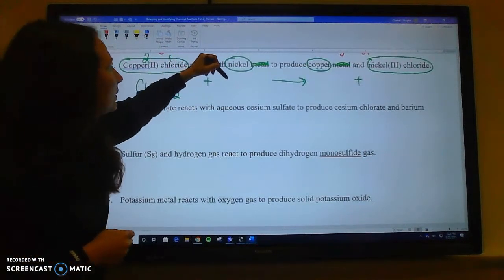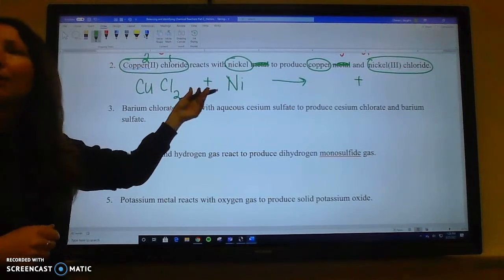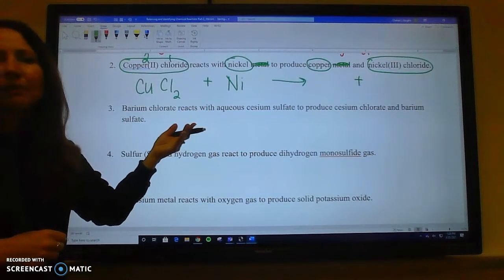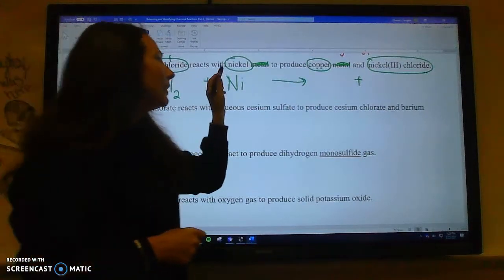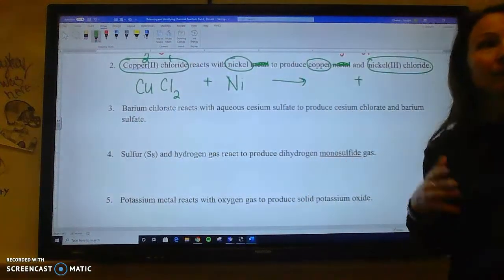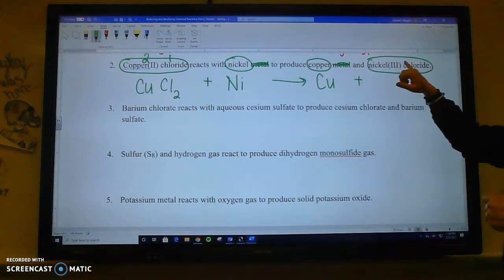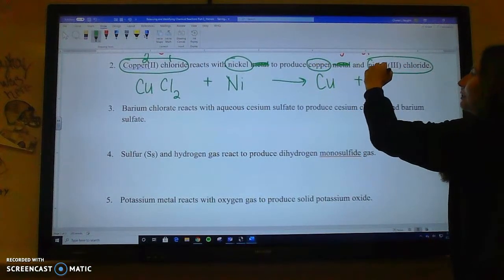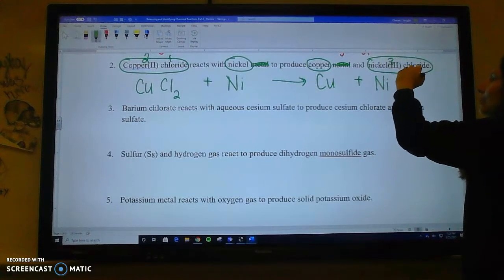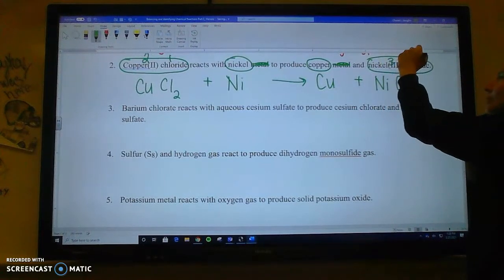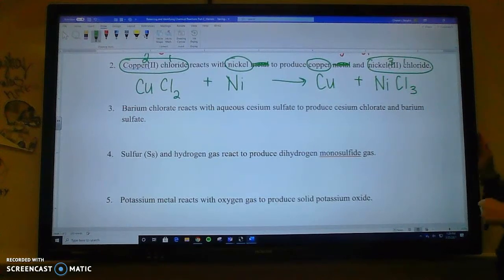Reacts with nickel. Well, nickel is just Ni, and it's a metal, so we don't have to worry about the subscript of a 2. That's only for the nonmetals that are by themselves. And then we're producing copper, so just Cu, that's also a metal. And then nickel(III) chloride. So nickel again is Ni. We had a charge of 3. We've got chlorine with a charge of 1-. When we switch that, it is NiCl3.